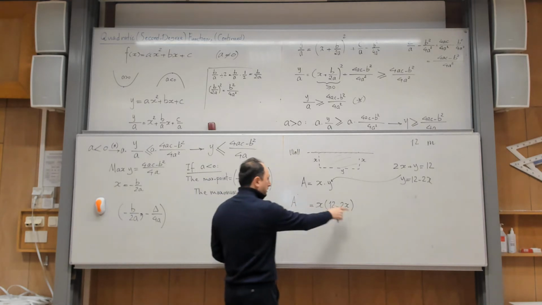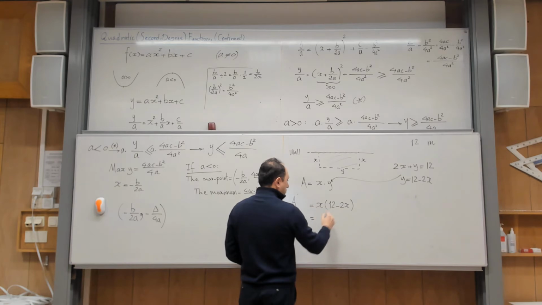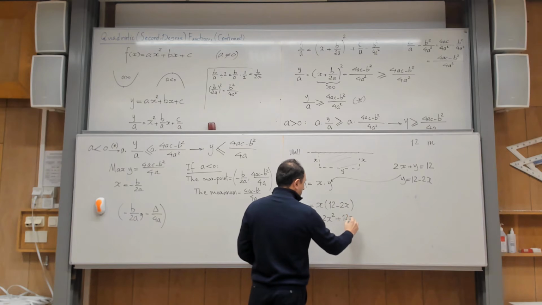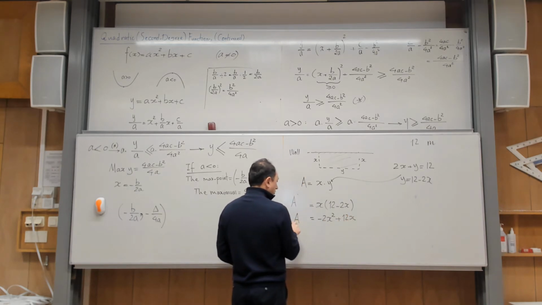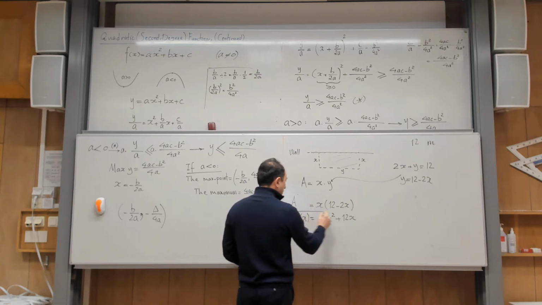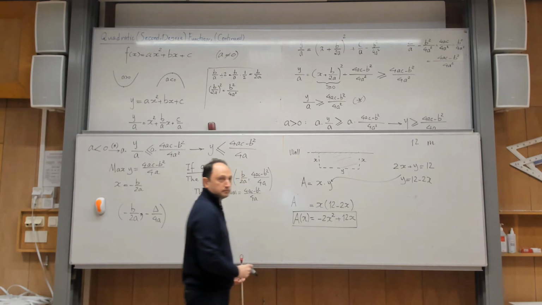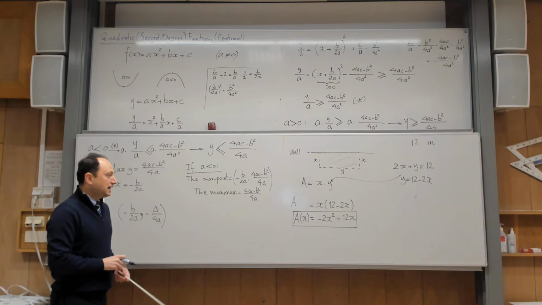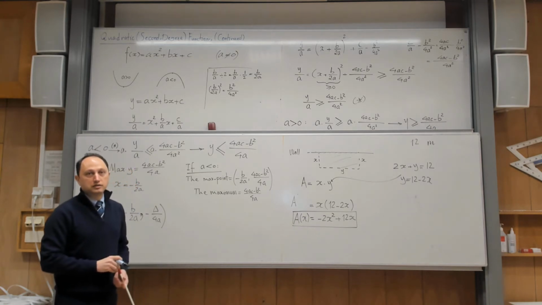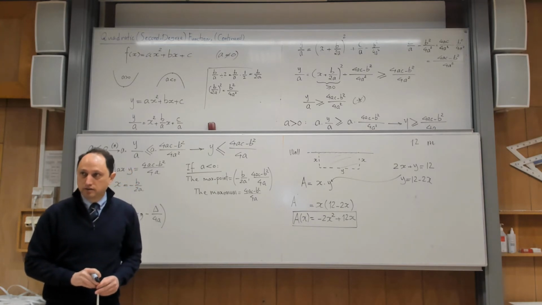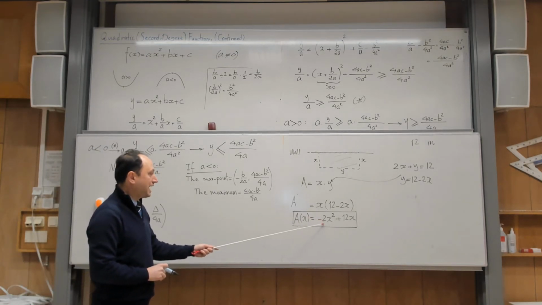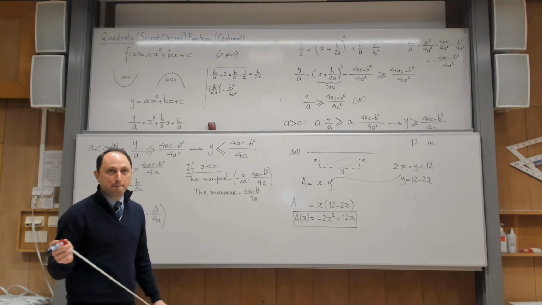Let me multiply this in. It becomes minus 2x squared plus 12x. And this is your area. Your area depends on x, so it is a function of x. This is your target function. And now, what type of function is this? It's a quadratic function. Agree? Do you think this quadratic function has a minimum or a maximum?